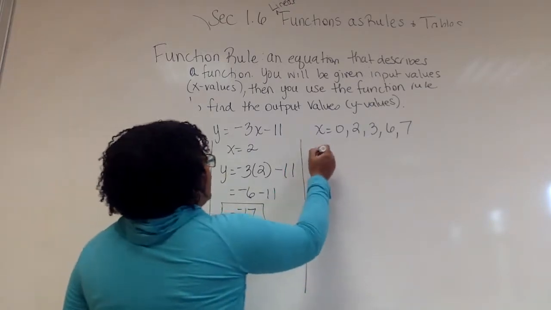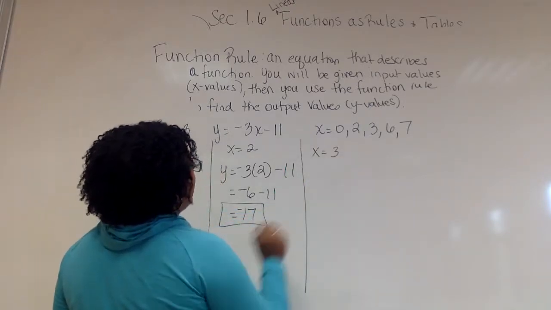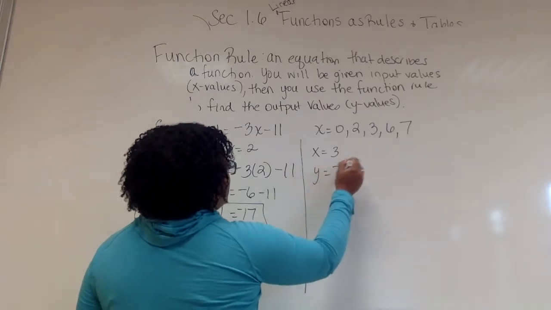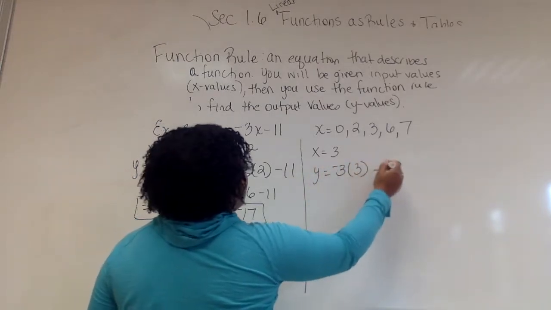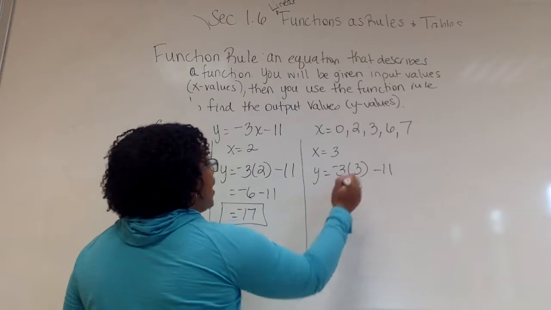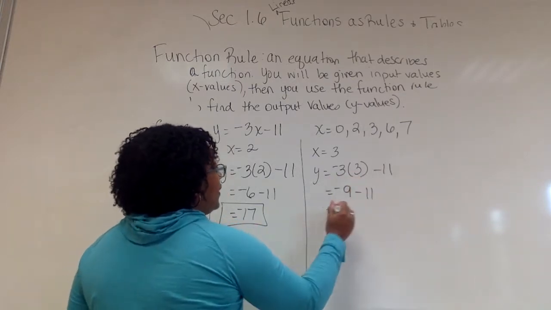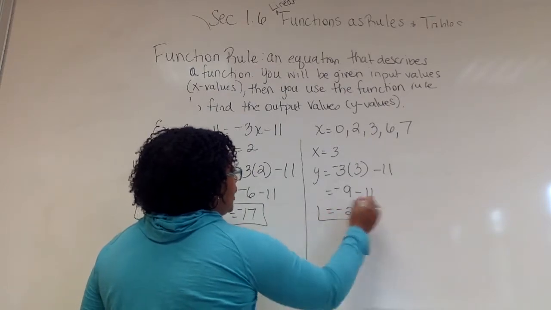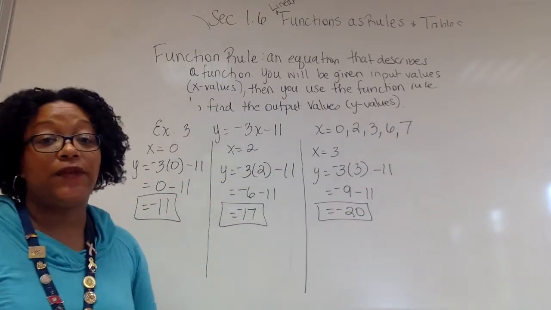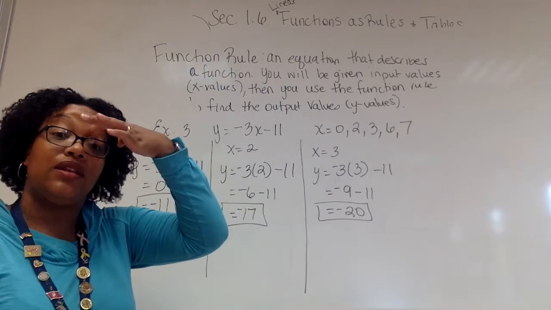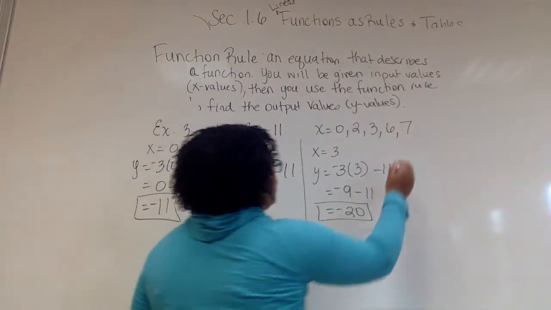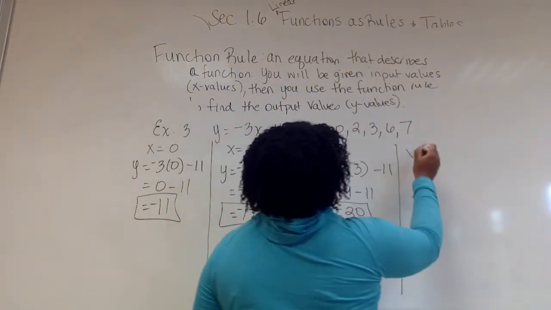Next input value, x equals 3. All right, y equals -3 times my 3 minus 11. Negative times a positive, -9 minus 11. We're going to add these two numbers, you get -20. Okay? Keep going. If you know what you're doing, keep going, and you don't have to wait for me. I'm just going to go through some more. Got two more input values.